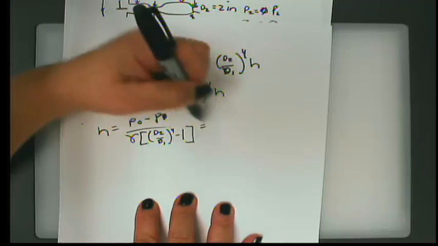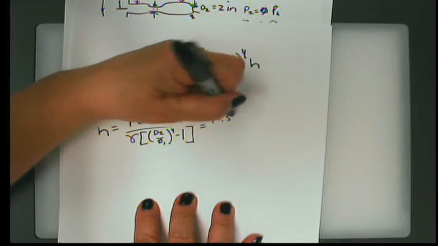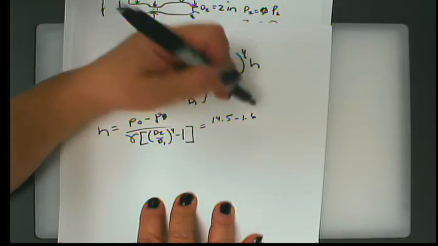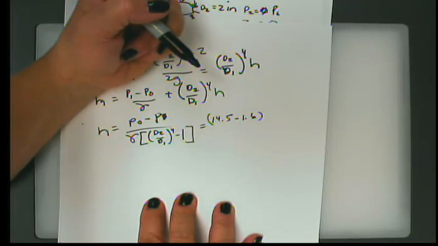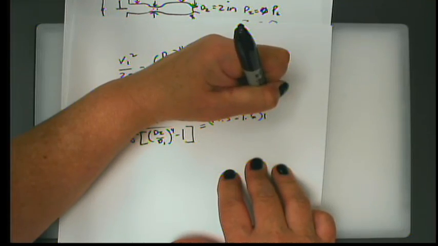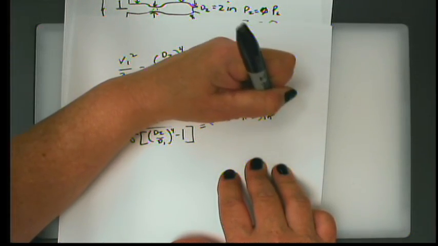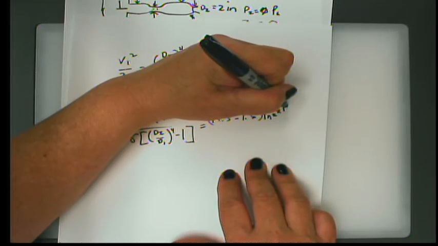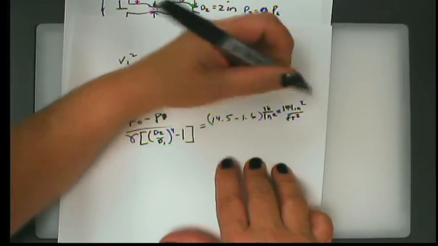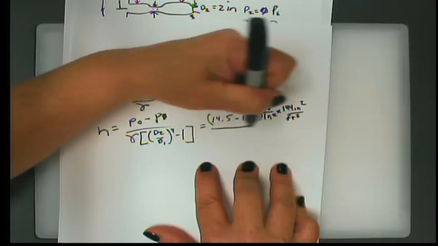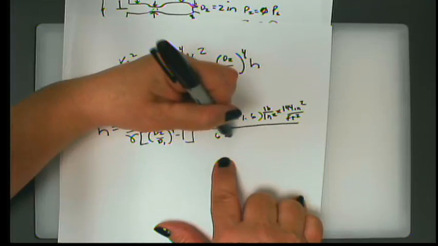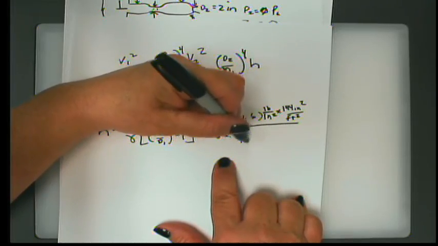And if you plug in the numbers, we know that P0 is 14.5 psi. We know that P1 has to stay at least 1.6, and that's going to be in psi. PSI is a pound per inch squared. We're going to have to convert that back to feet in order to keep our unit set. On the bottom, we have gamma of water, which is 62.4 pounds per cubic foot.